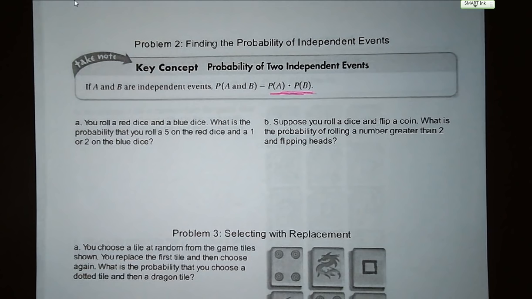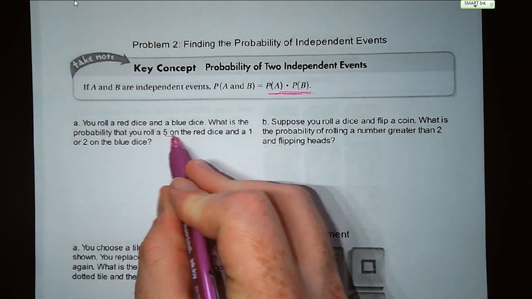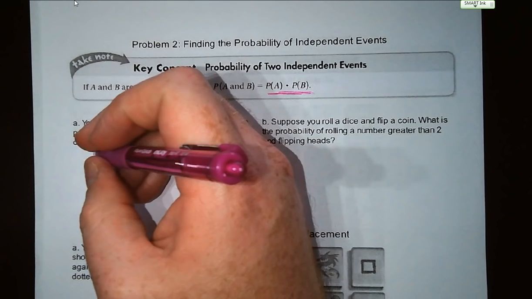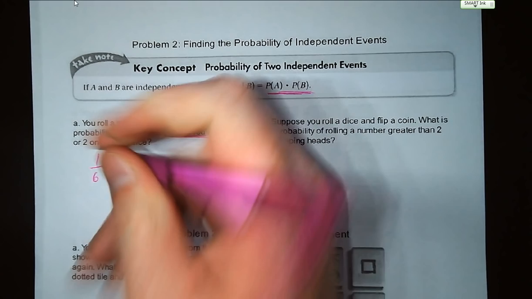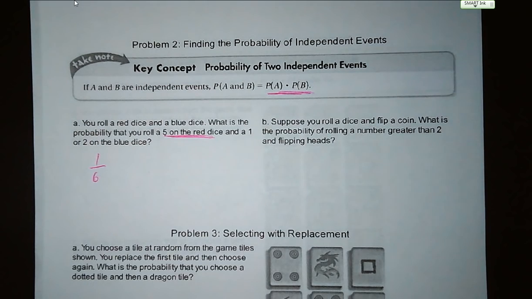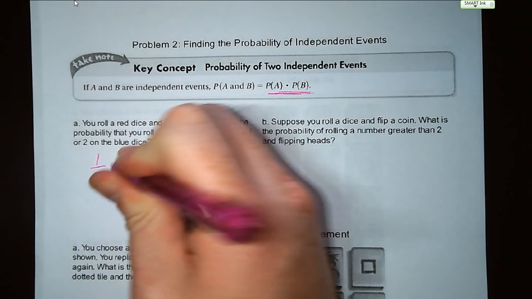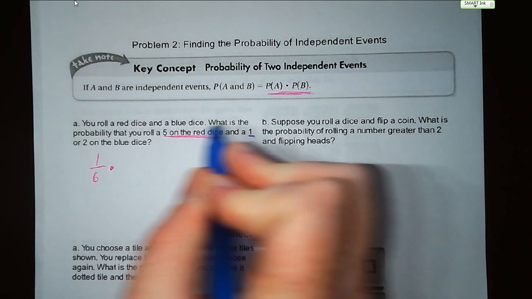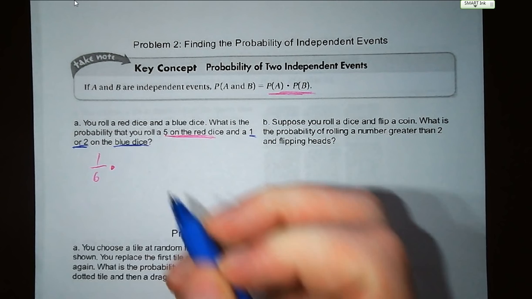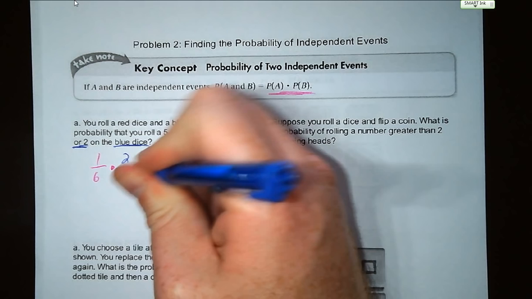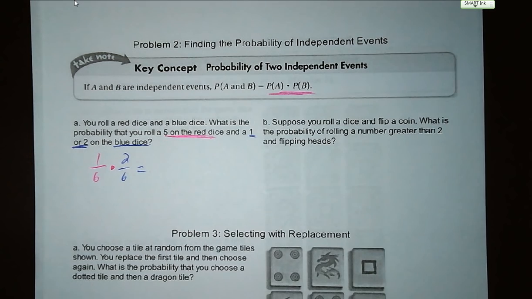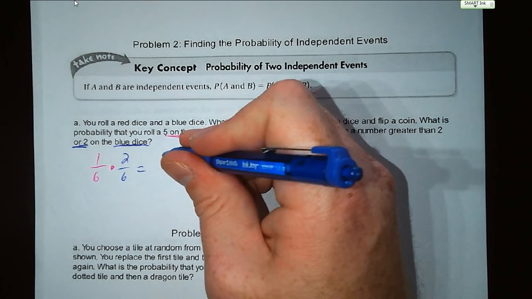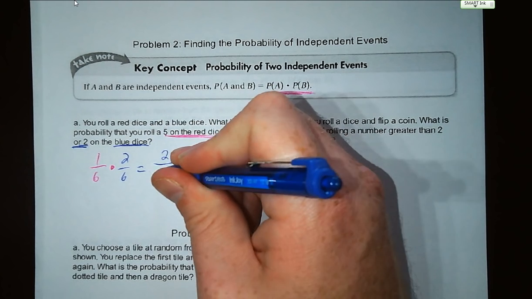So rolling the red dice, we wanted a 5 on the red dice. So that's 1 out of 6 possible examples. And we're multiplying that by, on the blue dice, a 1 or a 2. So that would be 2 out of 6 possible examples. Multiply them together. Remember, multiply across the numerator. 2 times 1 is 2. 6 times 6 is 36.